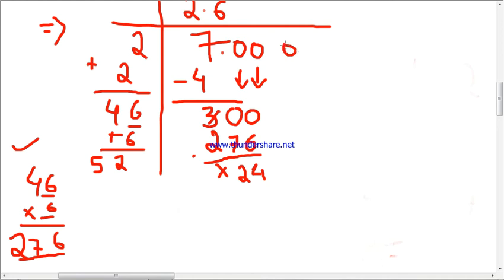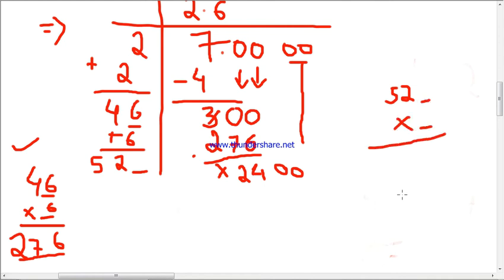more pair of 0 like this, and then let's bring this pair down out here. This will be 2400. Alright, so let's see what multiplied by 52, something multiplied by something, same number, should give us nearest to 2400. Let's try with 5 only.